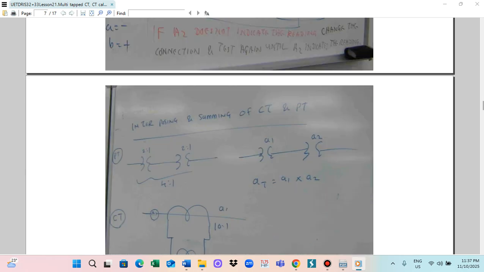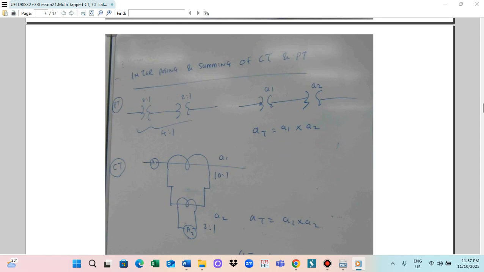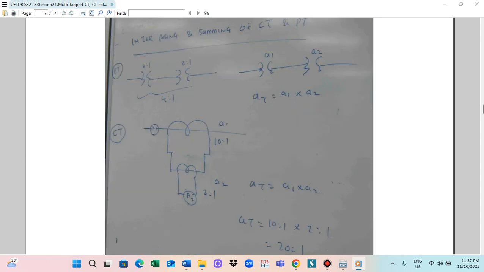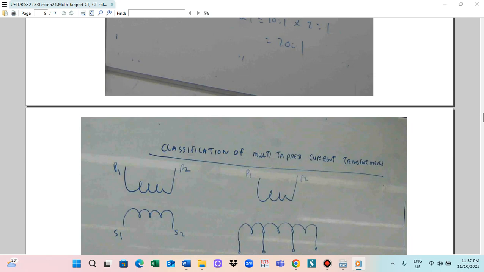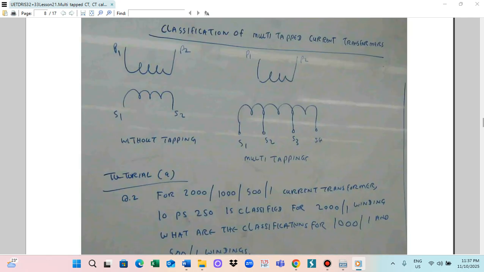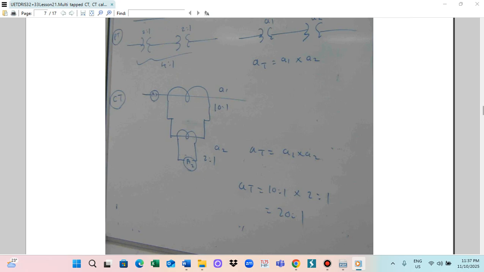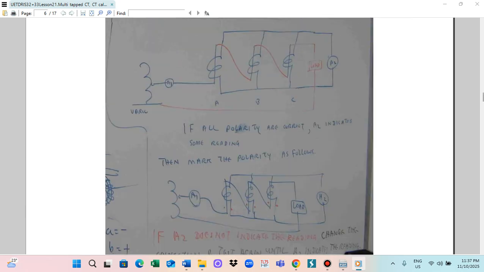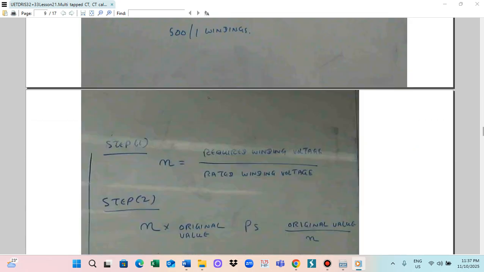This ratio error we call a composite error. The equation is IE into 100 divided by IS into K. IE is the secondary exciting current, so the current required to flow in the secondary winding to produce the magnetic flux. IS is the 20 times rated secondary current. K is the rated accuracy factor. So in this case, you can see the CT ratio like this.